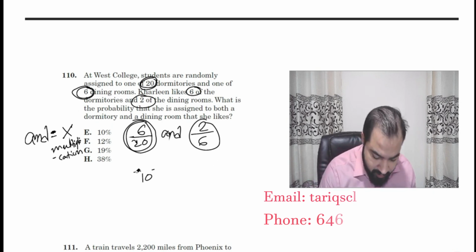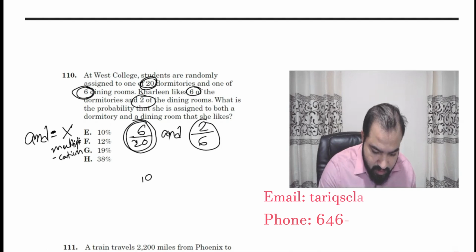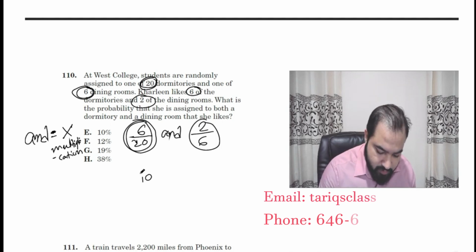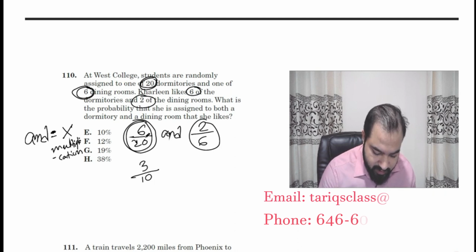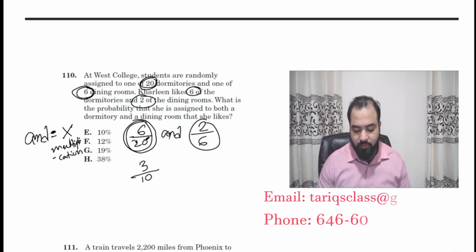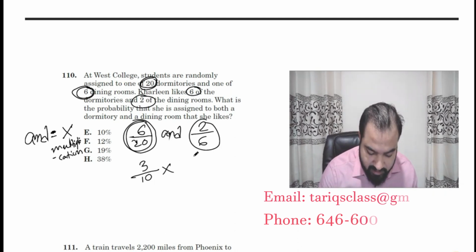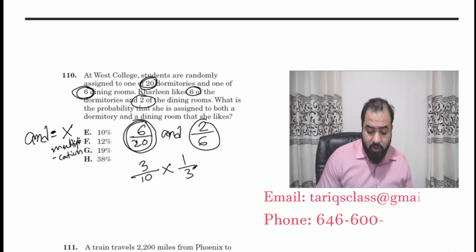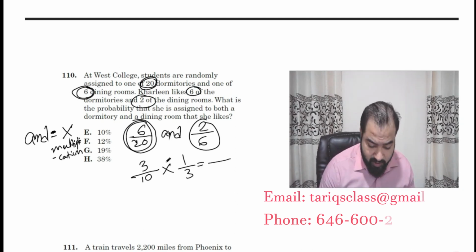So we can write, sorry about that. Now 3 out of 10, like we simplify it by 2 both. And means multiplication, and 2/6 means 1/3, we divide by 2 again. So now this is 3 over 30. If you multiply 3 times 1 is 3 over 30, that's 1/10.